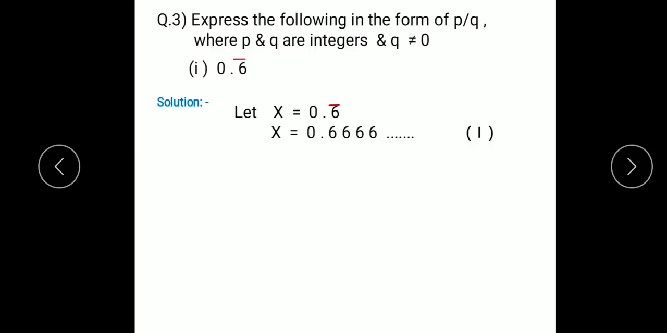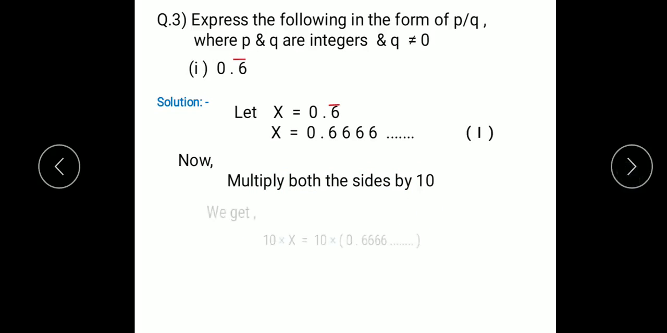It depends upon the digits that recur. If only one digit recurs, then we will multiply just by 10 on either side. If two digits are recurring, we will multiply by 100. And if three digits recur, we will multiply by 1000 on either side. Here, as you can see, only one digit is recurring, so we will multiply both the sides by 10.